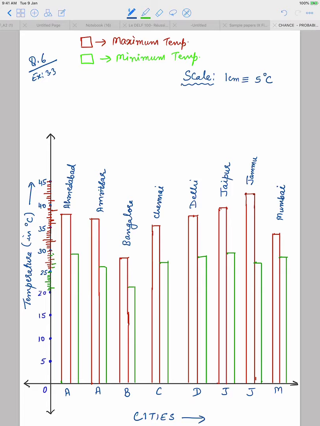Okay, I have told you how to mark the numbers, and these are the cities on the horizontal axis, temperature on the vertical axis I have shown. Now how will I mark the scale on the vertical axis? As you can see that if you see your graph from 0 to 5, it will be representing 1 centimeter, right? Now 1 centimeter I am representing with 5 degrees Celsius. So my scale will be 1 centimeter is equivalent to 5 degrees Celsius.